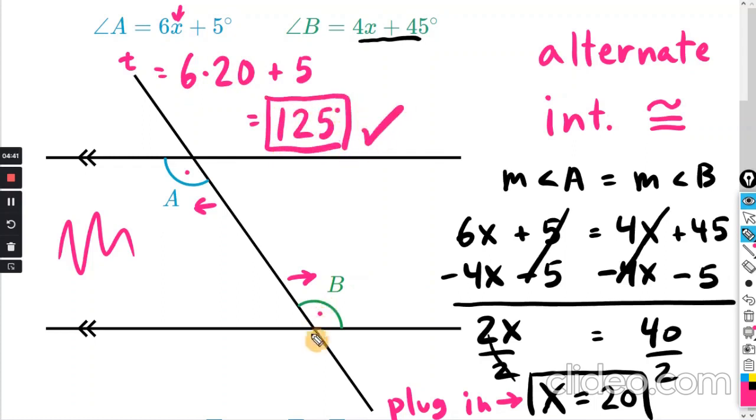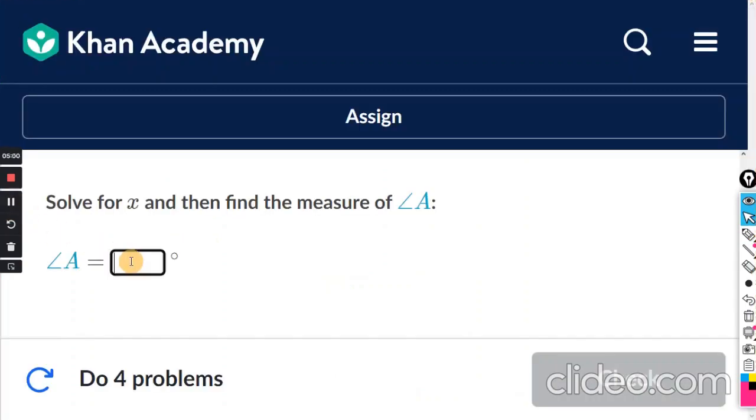Final answer. If you want to check, you can plug it in this one here. 4 times 20 is 80 plus 45 is also going to be 125. So it checks out. You don't have to do that step, but if you want to double check, you can. So just click inside the box and type 125.